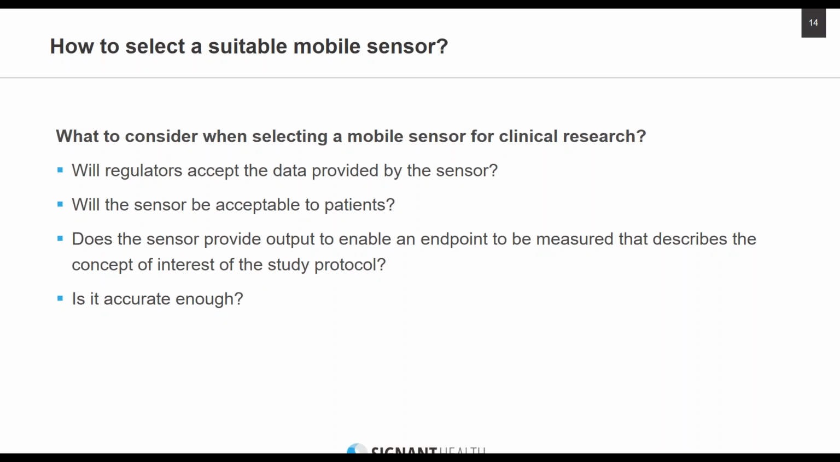Will the data be acceptable if I put it into a submission for a new drug application? Will the sensor be acceptable to patients? Will they wear it? Does the sensor provide output that enables me to derive an endpoint that really does measure the concept of interest that my study protocol requires? And is the accuracy, precision, reliability going to be accurate enough to provide a measure suitable for clinical research? If you go to the next slide.